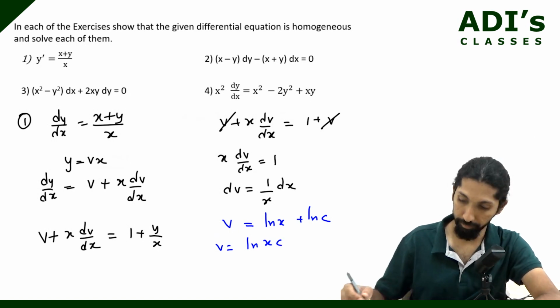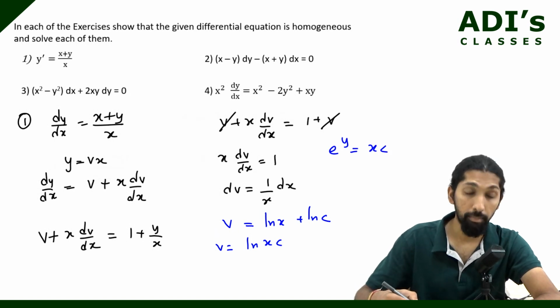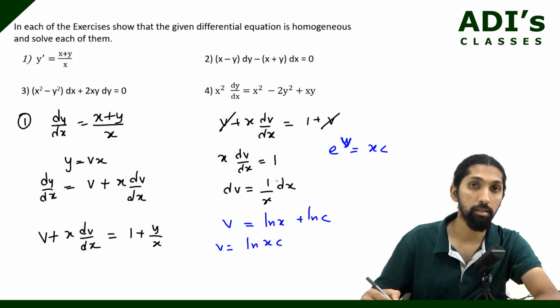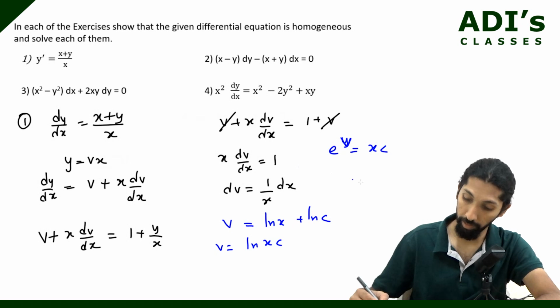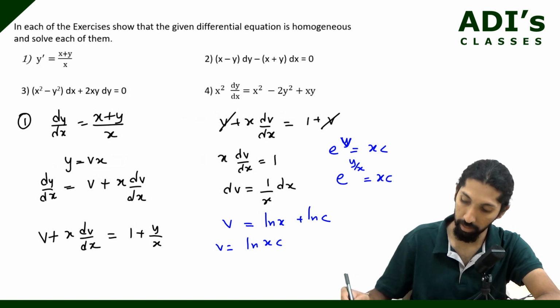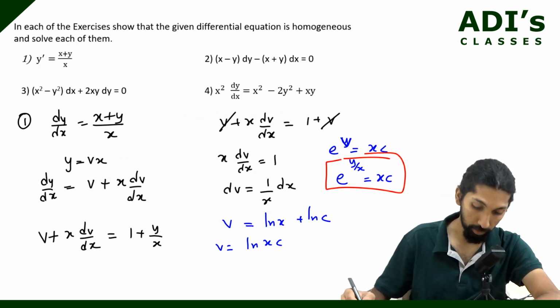Take the e power. That means you are going to have e to the power of v is equal to x into c. But what is v? Oh, sorry, this is v, not y. What is v? v is y by x. So we get e to the power of y by x is equal to x into c. So this is going to be the final answer for the first one.